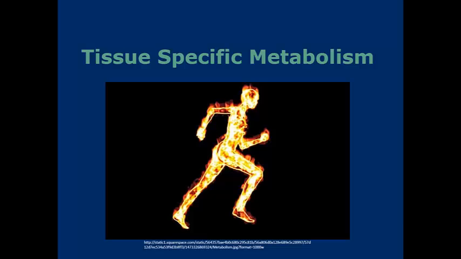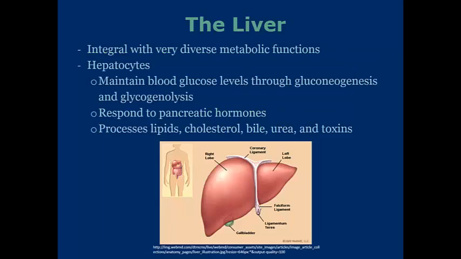Let's go into some tissues and how their metabolism differs or is similar to the others. The most integral metabolic tissue has to be the liver, and it's comprised of hepatocytes. Hepatocytes maintain blood glucose levels through gluconeogenesis and glycogenolysis. They also respond to pancreatic hormones.